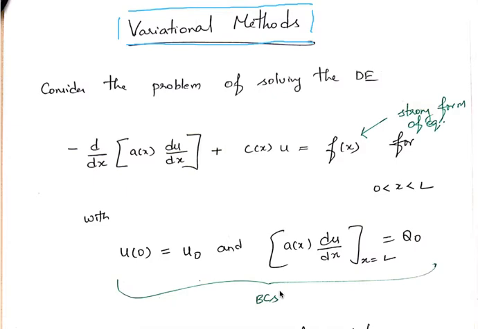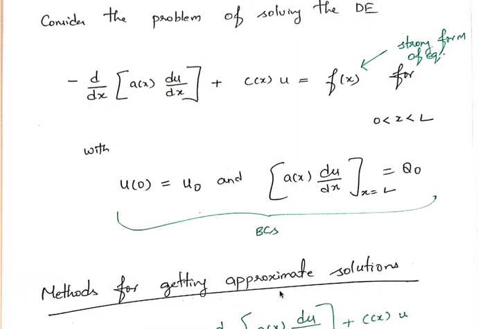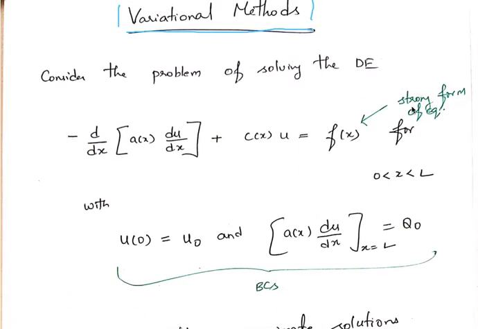It has to satisfy that. Where all should it satisfy? It should satisfy at all points within the domain, and it should also satisfy the boundary conditions, which is u at 0 is u0 and a du by dx at L is q0. Okay, so I want to find a u which satisfies the differential equation and the boundary conditions. Now, this particular statement is called a strong form of the equation.